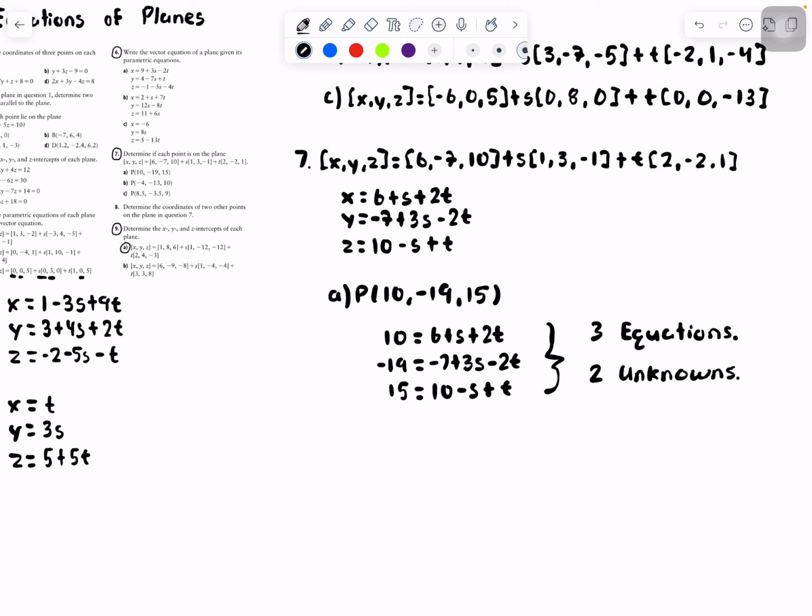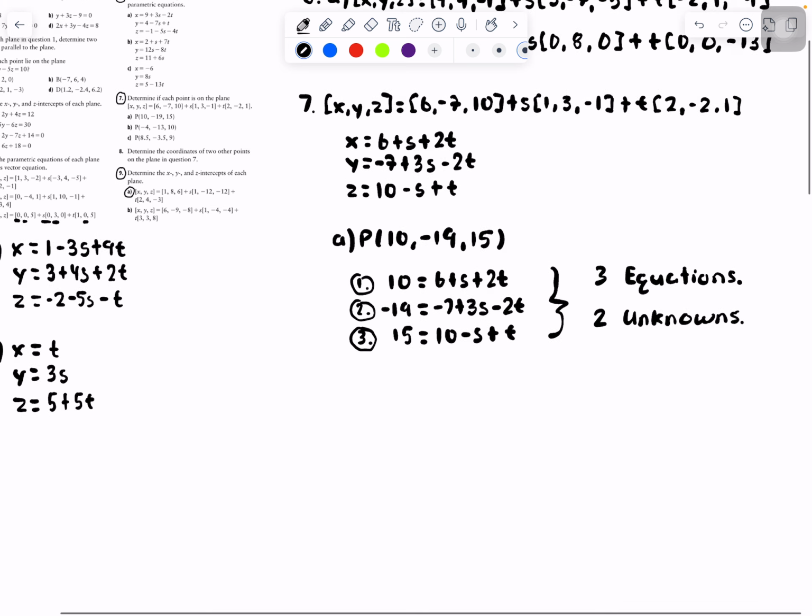I will label these equations 1, 2, 3. I'm going to choose to work with 1 and 3. The reason I like 1 and 3 is that there's the s and there's the minus s, so I can add the two equations and boom, s disappears. So I'm going to do 1 plus 3.